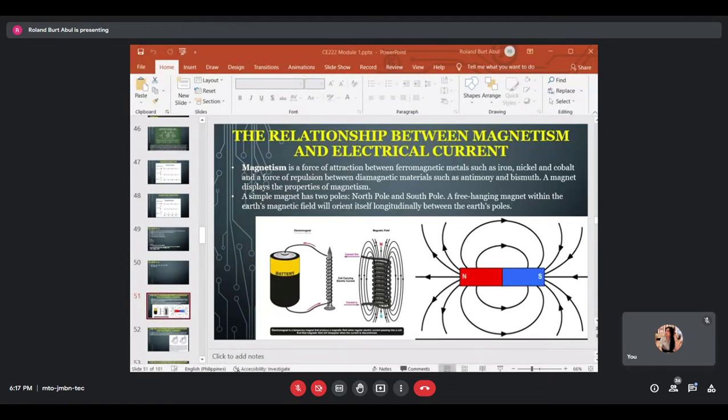So let us continue. The topic for tonight is the relationship between magnetism and electrical current. Magnetism is a force of attraction between ferromagnetic metals such as iron, nickel, and cobalt, and a force of repulsion between diamagnetic materials such as antimony and bismuth. A magnet displays the properties of magnetism. So the figure on the lower right is an example of a magnet. So the magnet has two poles, namely north and south poles. A free-hanging magnet within the Earth's magnetic field will orient itself longitudinally between the Earth's poles.